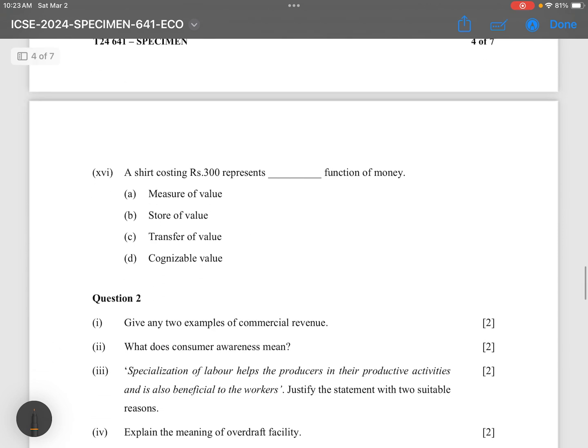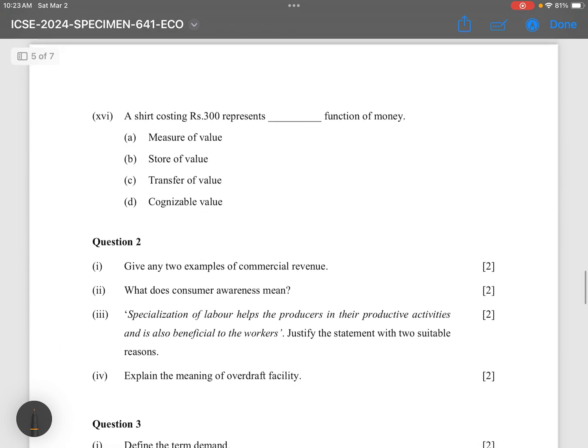Next question is, a shirt costing rupees 300 represents dash function of money. We know that whatever were the problems of the barter system, they become the functions of money. So whatever we could not do with the barter system, we are able to do as a function of money.